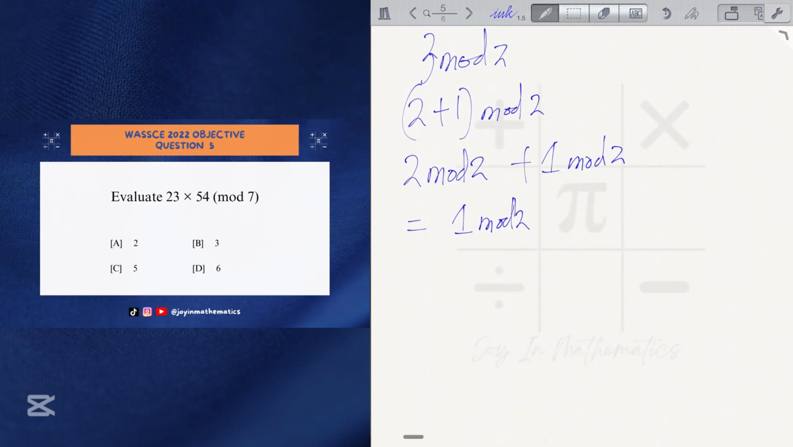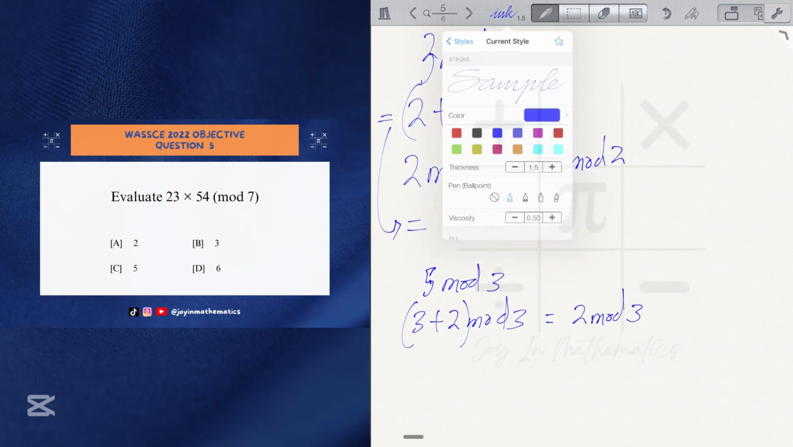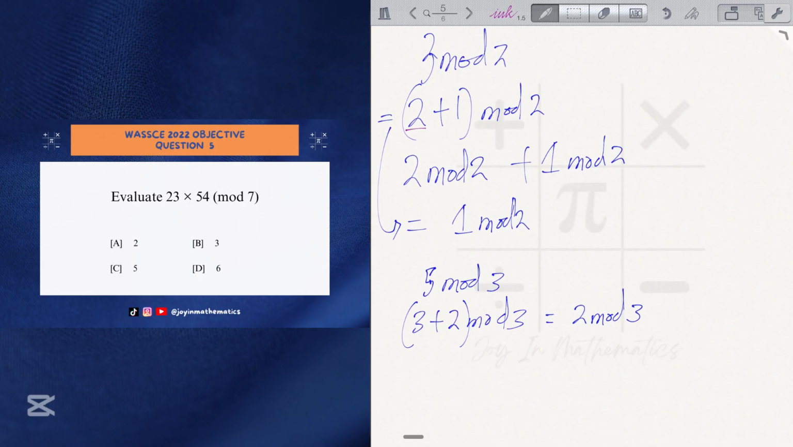Let's take another one. Let's say 5 mod 3. We can rewrite this 5 now to be 3 plus 2 mod 3. Now, in the same vein, just like we said this is equal to 1 mod 2, definitely this will be equal to 2 mod 3, because the explanation is this: 2 is a factor of 2, likewise 3 is a factor of 3, or let's say a multiple of 3.